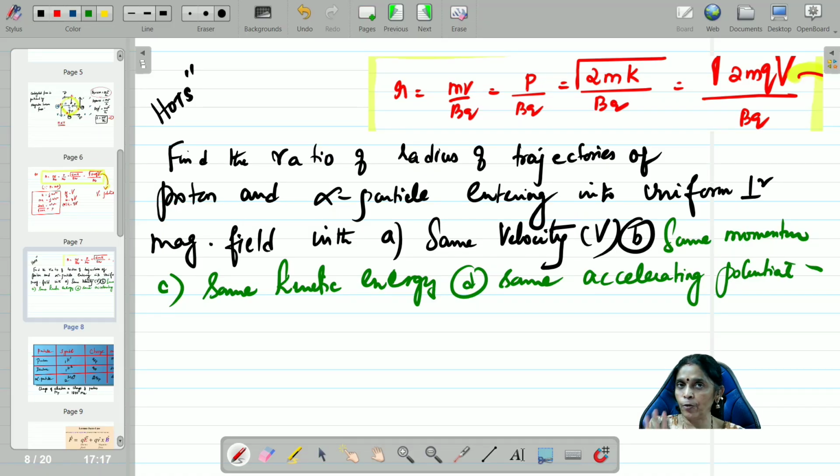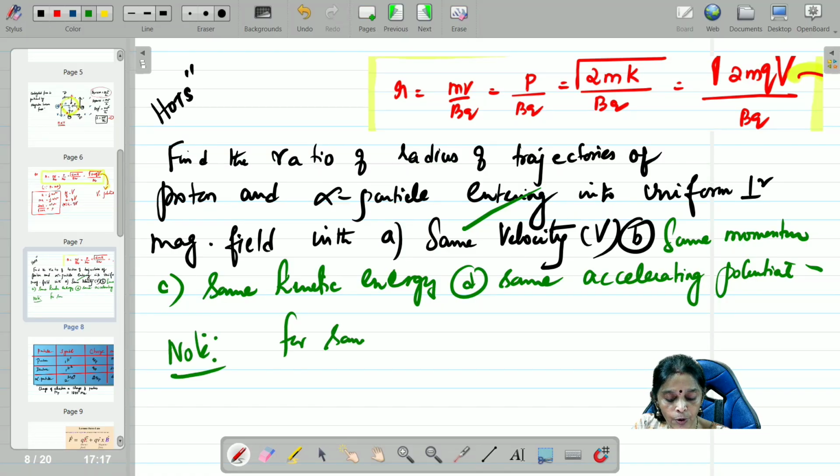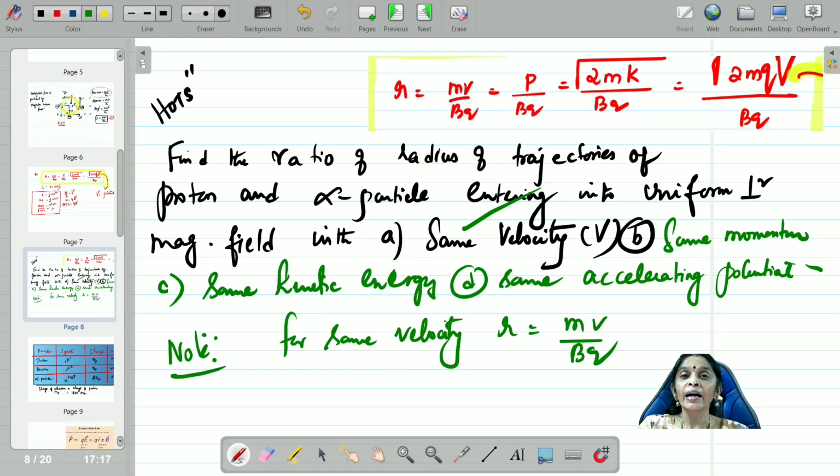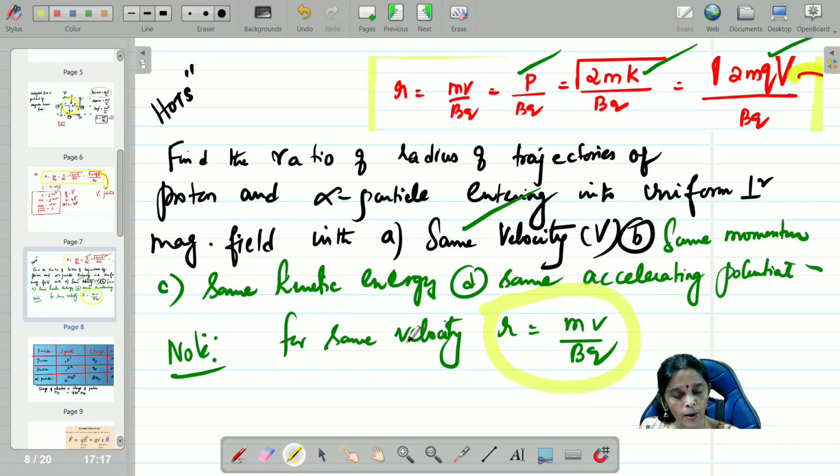First one I am going to give you, remaining all you are going to do by yourself. So first case I am going to take same velocity. If it is same velocity, what is the formula you have to use? Use the formula radius r is equal to mv by bq, children. If it is same momentum, use the second formula. If it is same kinetic energy, use the third formula. Same accelerating potential, use the fourth formula. Now same velocity, so therefore I have used this formula.